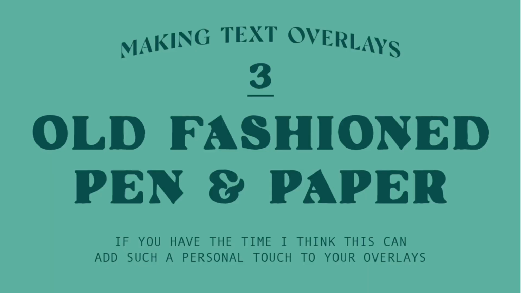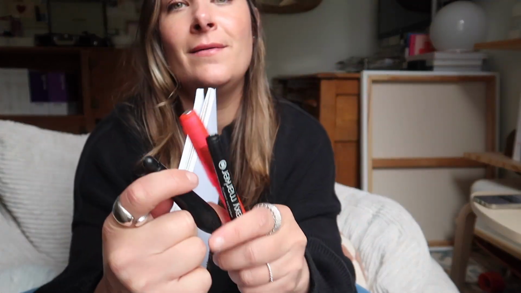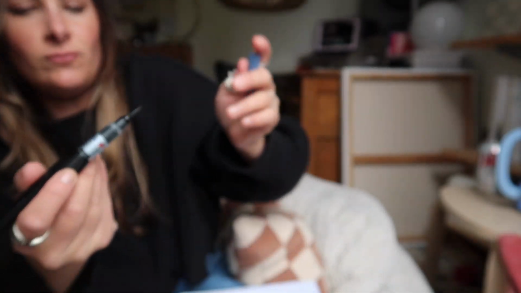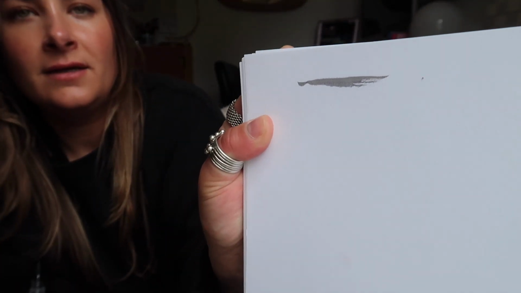Okay, so next I'm going to show you how I hand draw text overlays and how I get those from paper to screen. So you're going to need paper, and you're going to need a pen, marker, pencil, whatever you want. I'm going to be using this brush pen. It'll have more of a painted brush look. So this is the stroke, if you can see that.